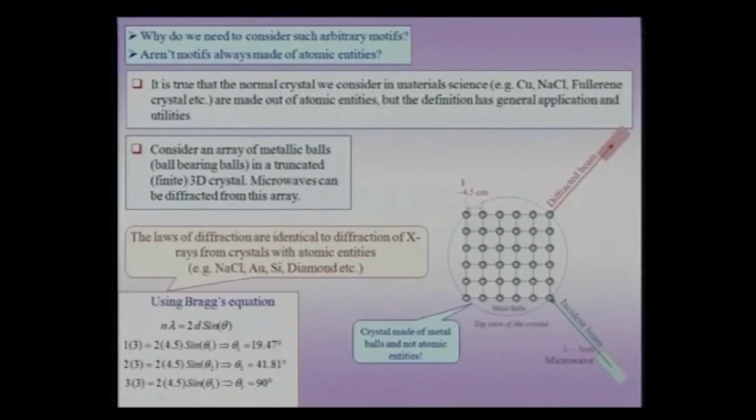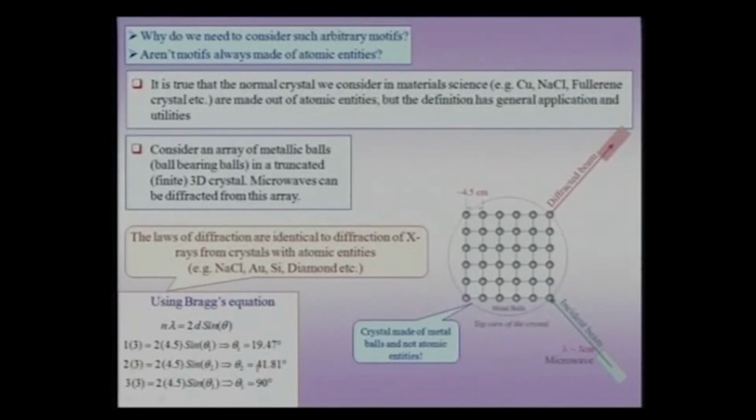Whenever we do X-ray diffraction, for instance, the wavelength of X-rays is very similar to the lattice parameter spacing of atomic crystals, for instance sodium chloride, from which Bragg did his original experiment. So this crystal is now made of metal balls and not of atomic entities, and I can use Bragg's equation, which is n lambda equal to 2d sin theta, and I can obtain various peaks at various positions, for instance at 19.47 degrees, 41.81 degrees and 90 degrees.